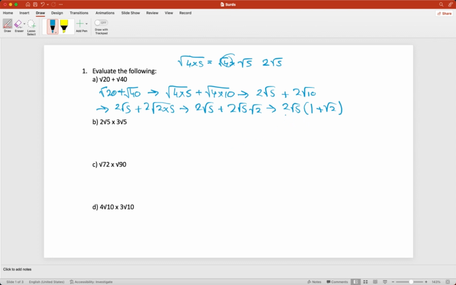And this is the ultimate simplified method. Okay, this would be correct, but this is super simplified. You know what I mean? Next question.